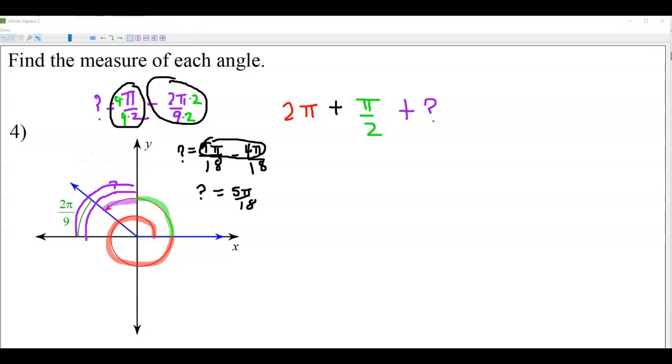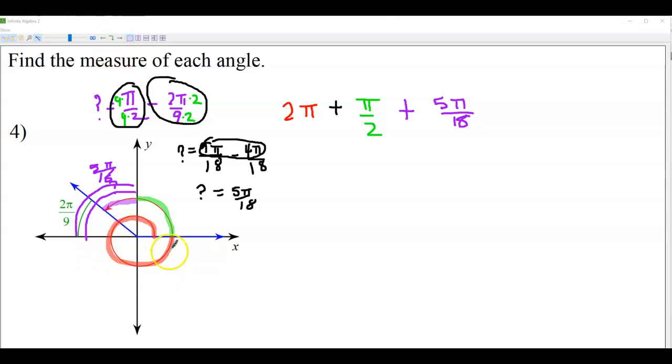And I'm going to rewrite that. 5 pi over 18. And since that's my missing piece, now I can plug that in over here to find the total. And there you have it. So here we go. Let's review.